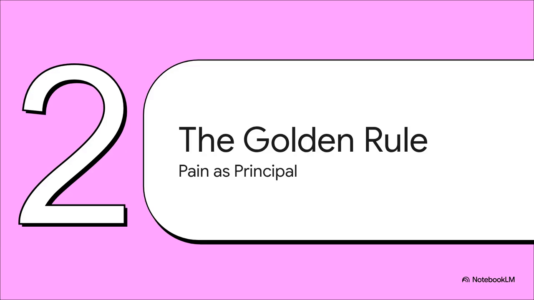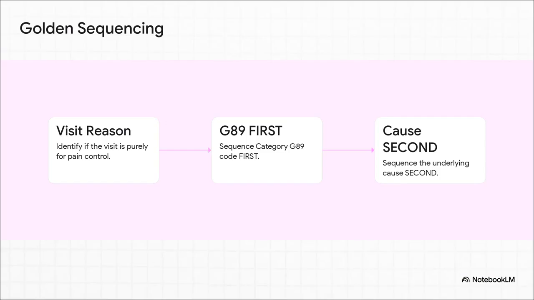Moving on to section 2, let's talk about the golden sequencing rule and exactly when pain takes that principal slot. This is where the rubber meets the road. Step 1 is all about identifying the exact reason for the visit. Is the patient at the hospital or clinic purely for pain control? We're talking about things like a nerve block or maybe the insertion of a neurostimulator. If the answer is yes, we hit step 2, where you sequence that category G89 code first. Then, in step 3, the underlying cause of that pain gets slotted in second.